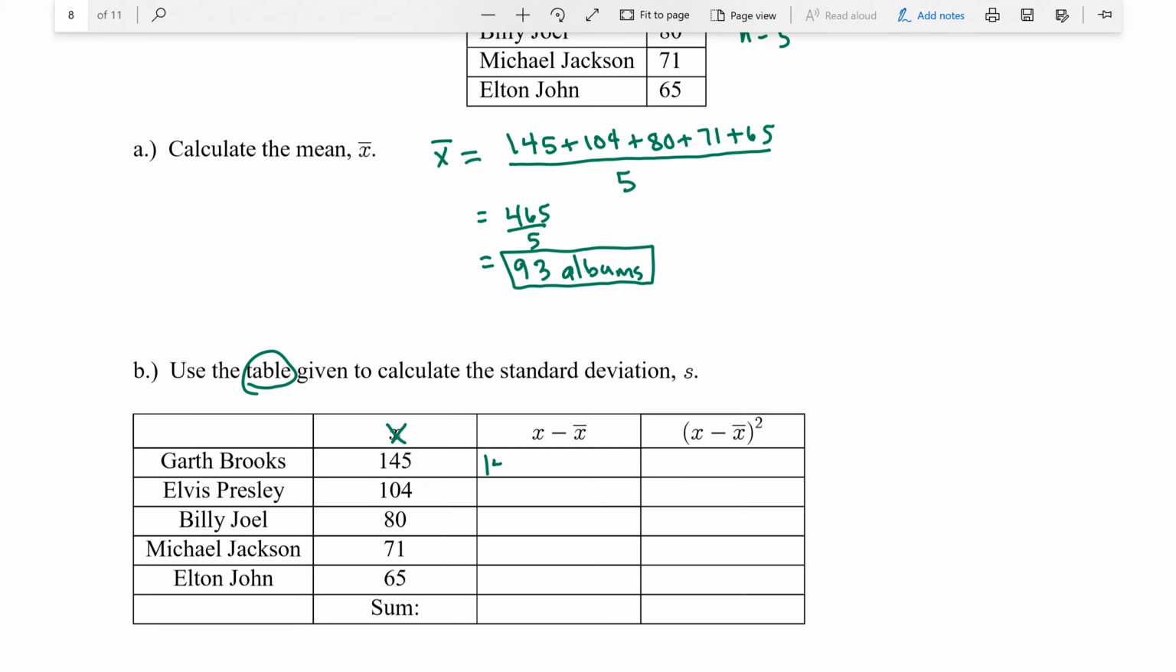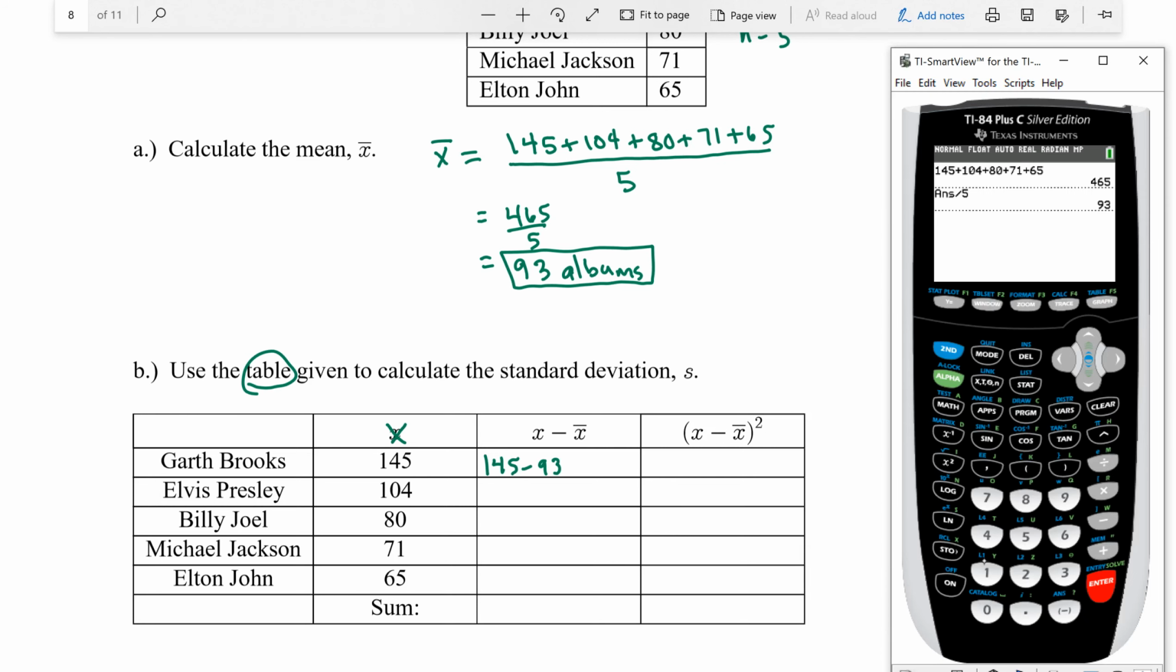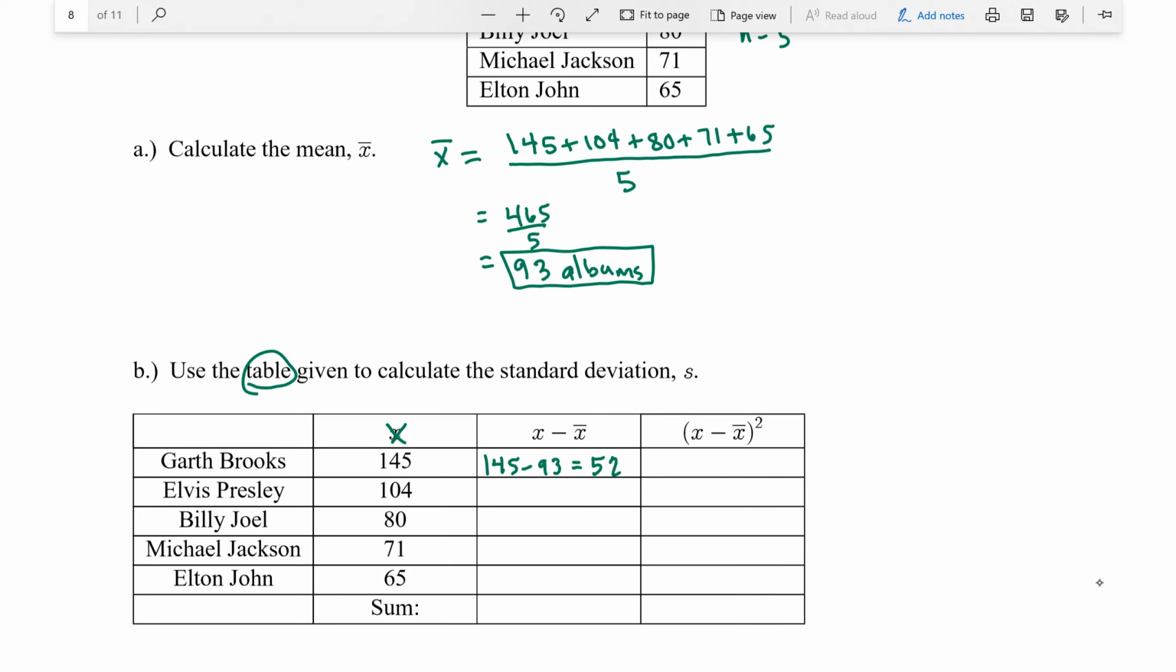So I'm going to take each data point and subtract the mean. I'm just going to type that right into the calculator to get that difference. So we end up with 52 for that first spot. So again, each spot, we're going to subtract the mean. And I'm going to show you a guaranteed way to check your work on this part.